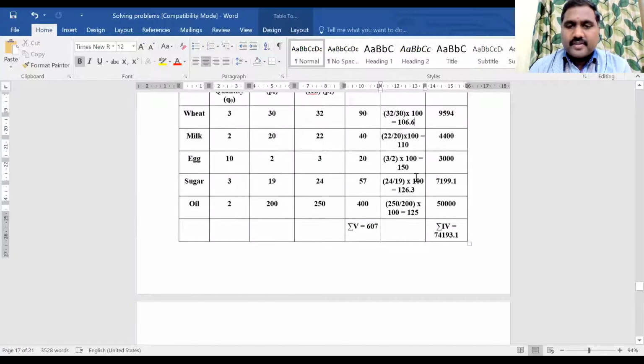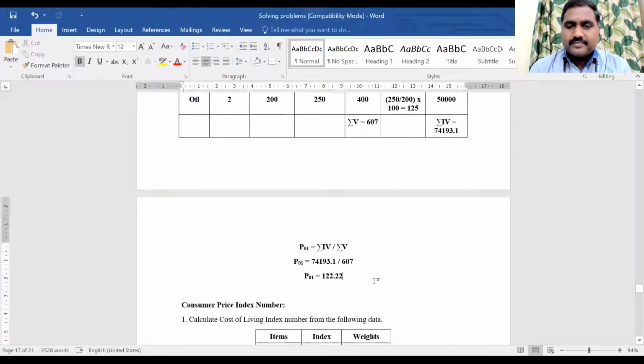Okay, so after copying this table, you copy this value. This is the final answer. Okay, so with that, the weighted average of price relative method is over. Now we solved all the problems under two methods, simple index method as well as weighted index method. So the problems under this index method are over.